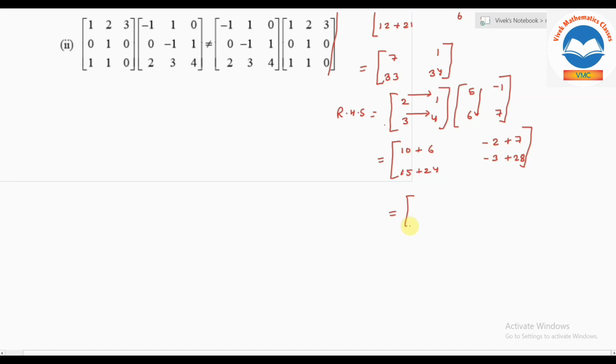So what will be our answer? 10 plus 6 will be 16. And here minus 2 plus 7 will be 5. Next, 15 plus 24 will be 39. And next, 28 minus 3 will be 25. So this will be our answer. So clearly, if you see, LHS is not equal to RHS. So we can prove LHS not equal to RHS. Proved.